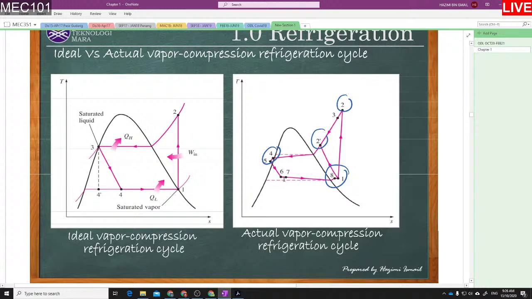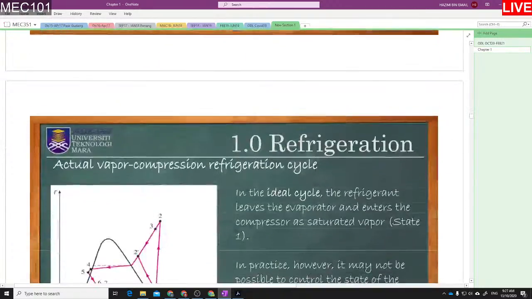Lepas tu dia drop. Okay, dia drop. Pressure 6 ni dia kena tinggi lagi, sebab dia akan ada drop pressure dekat sini. So to get that state 1, you have to put the state 6 is at higher pressure. Macam itulah. So a little bit of complicated, more complicated than the TS diagram of ideal cycle. This is actual, this is ideal.